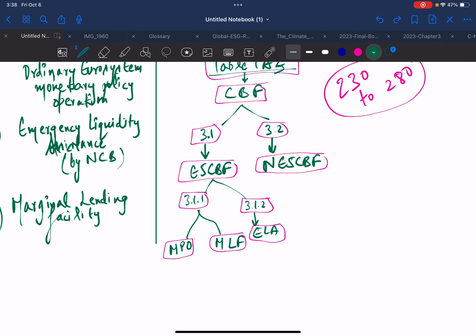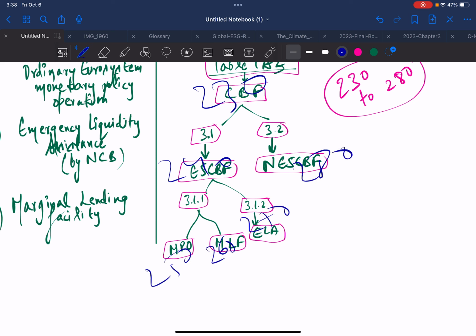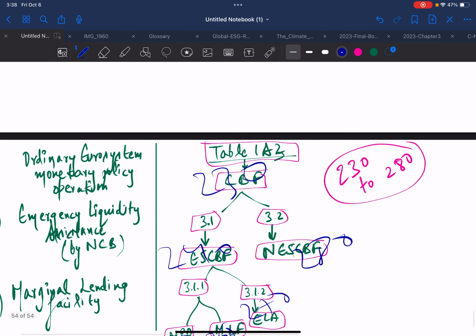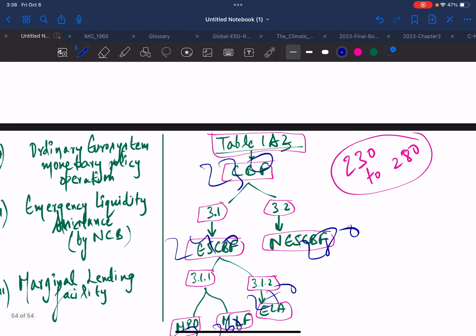We can also add lines here. Let me change the color first. It is going to spoil our lines 230, 240, 250, 260, 270, and 280. Ta-da! Finish. Let's focus on this MPO, MLF, ELA. Once these three terms are clear, we are going to understand Table 1A3 completely. And I don't think we would have any doubt after covering these three terms.